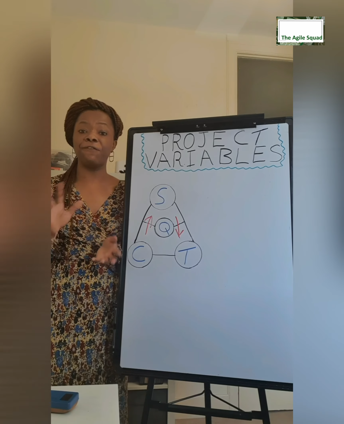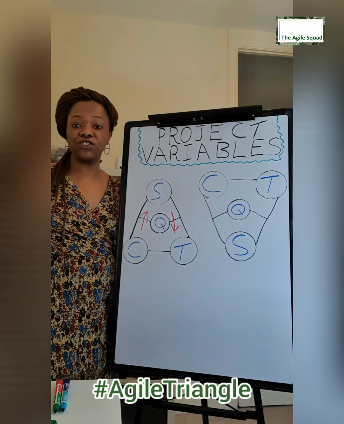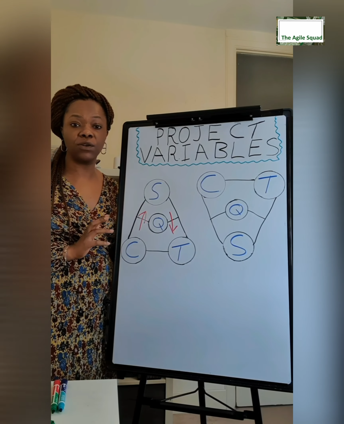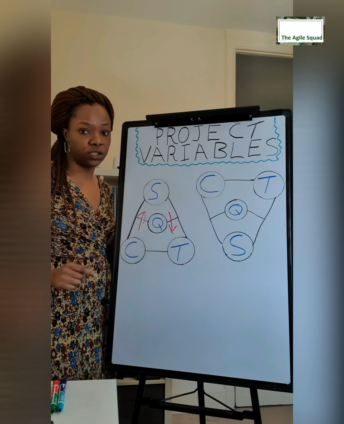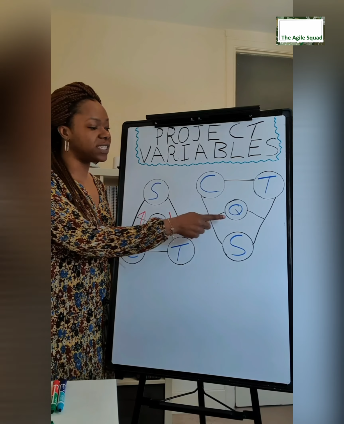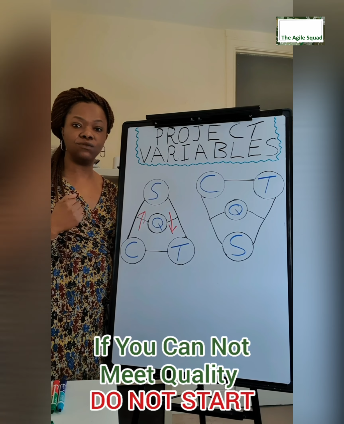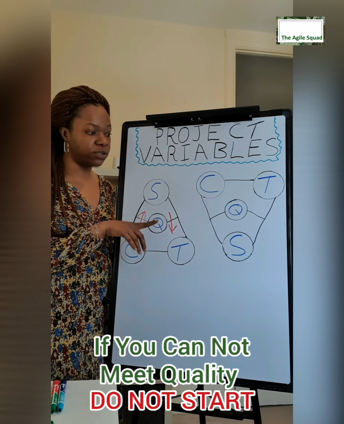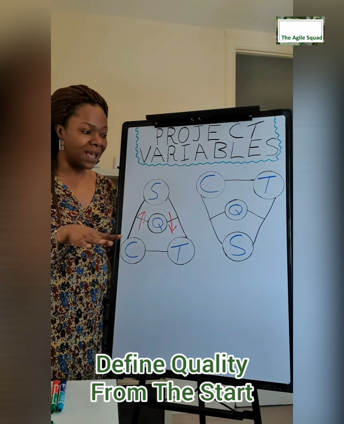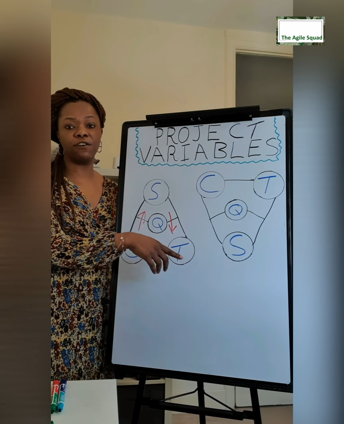In Agile, we flip this triangle like this. And here we have our Agile triangle. So we literally just flip it around, turn it upside down. We are freezing time and cost. An Agile project is always on time and on budget. Quality is always set. I'll say it again. If you cannot meet quality, don't start. It's very important to define your quality before you start doing any work. And the scope is at the bottom because that becomes the only variable.